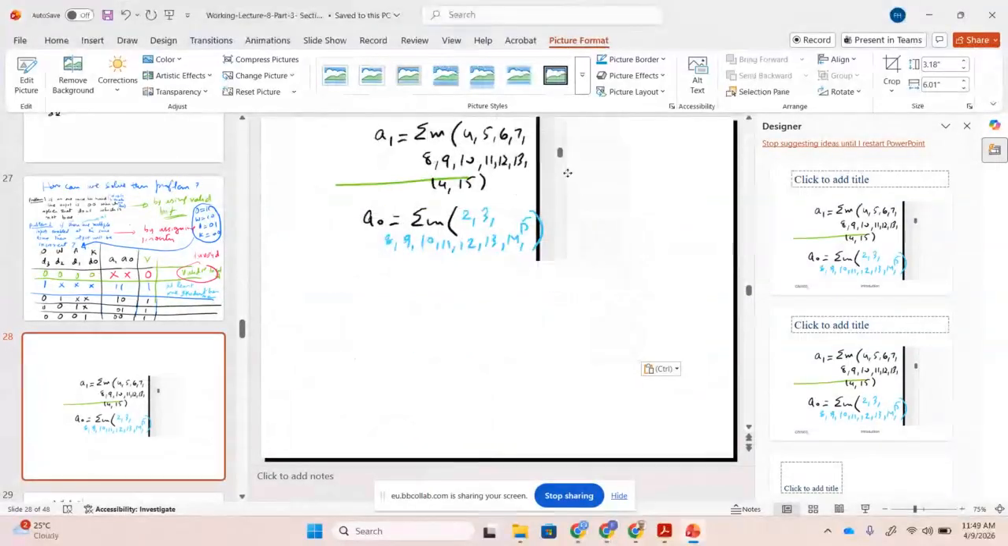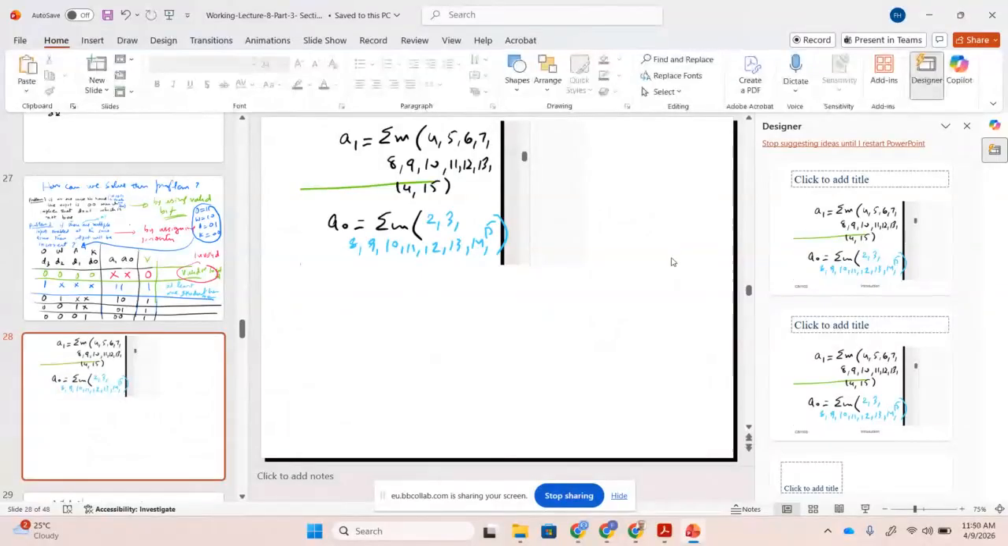Okay, got it or not got it? So this was the thingy. Okay, so this is very simple. Now can you see here? This is sigma m something like this.